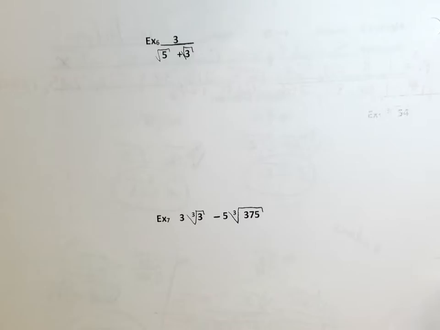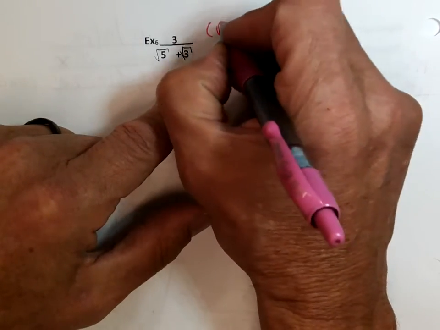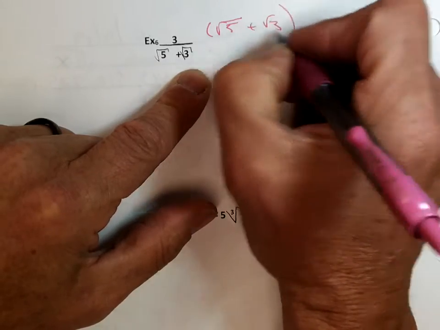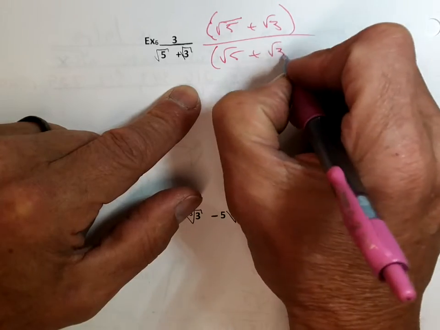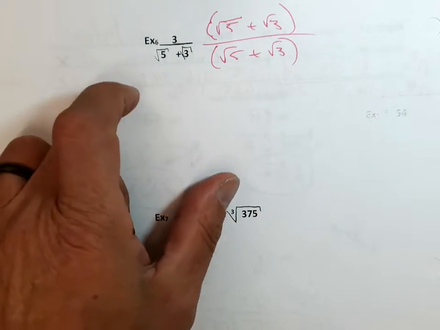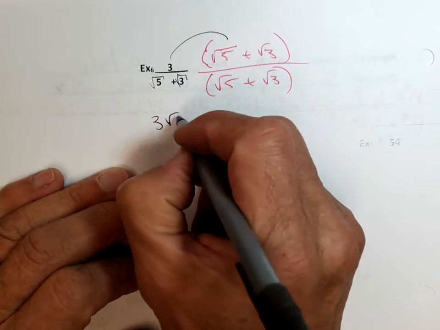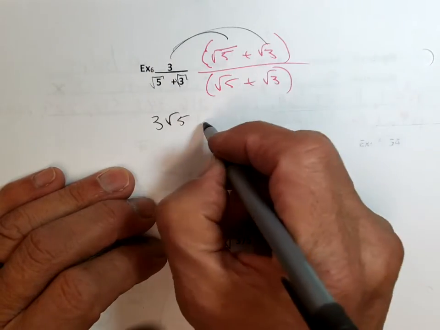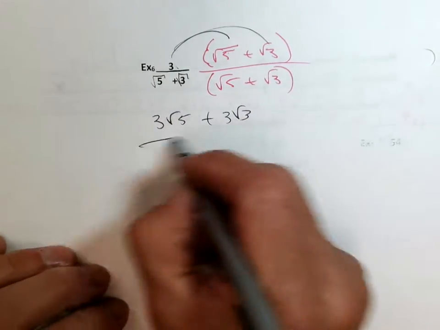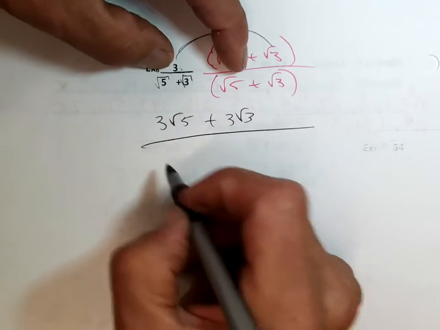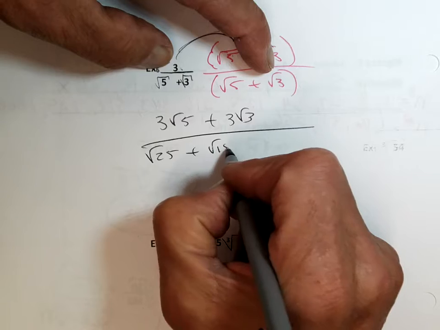The conjugate, right? It's still the conjugate. We're going to multiply by the square root of 5 plus the square root of 3 over the square root of 5 plus the square root of 3, right? Let's go. 3 times square root of 5 is 3 square roots of 5 plus 3 square roots of 3 over the square root of 25 plus the square root of 15.